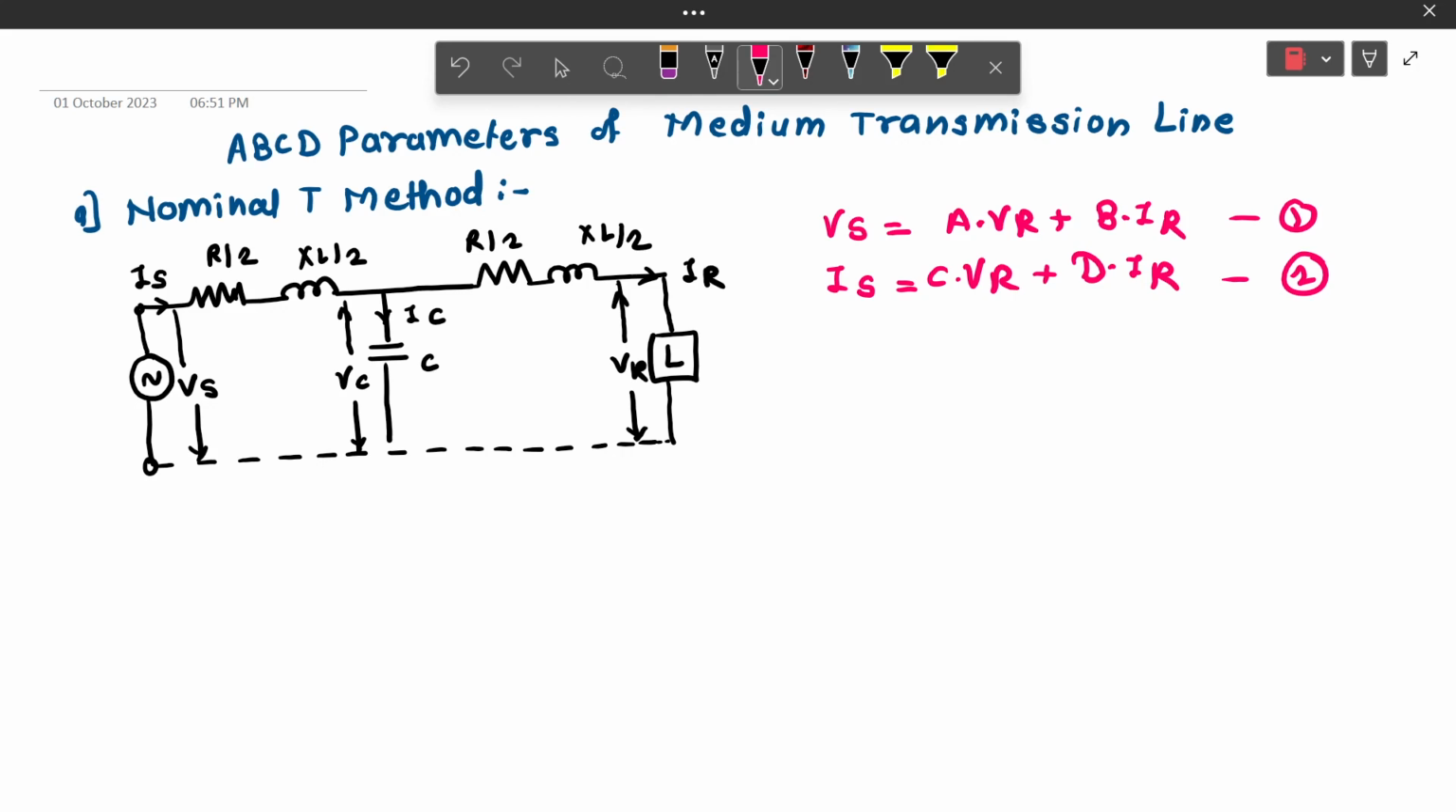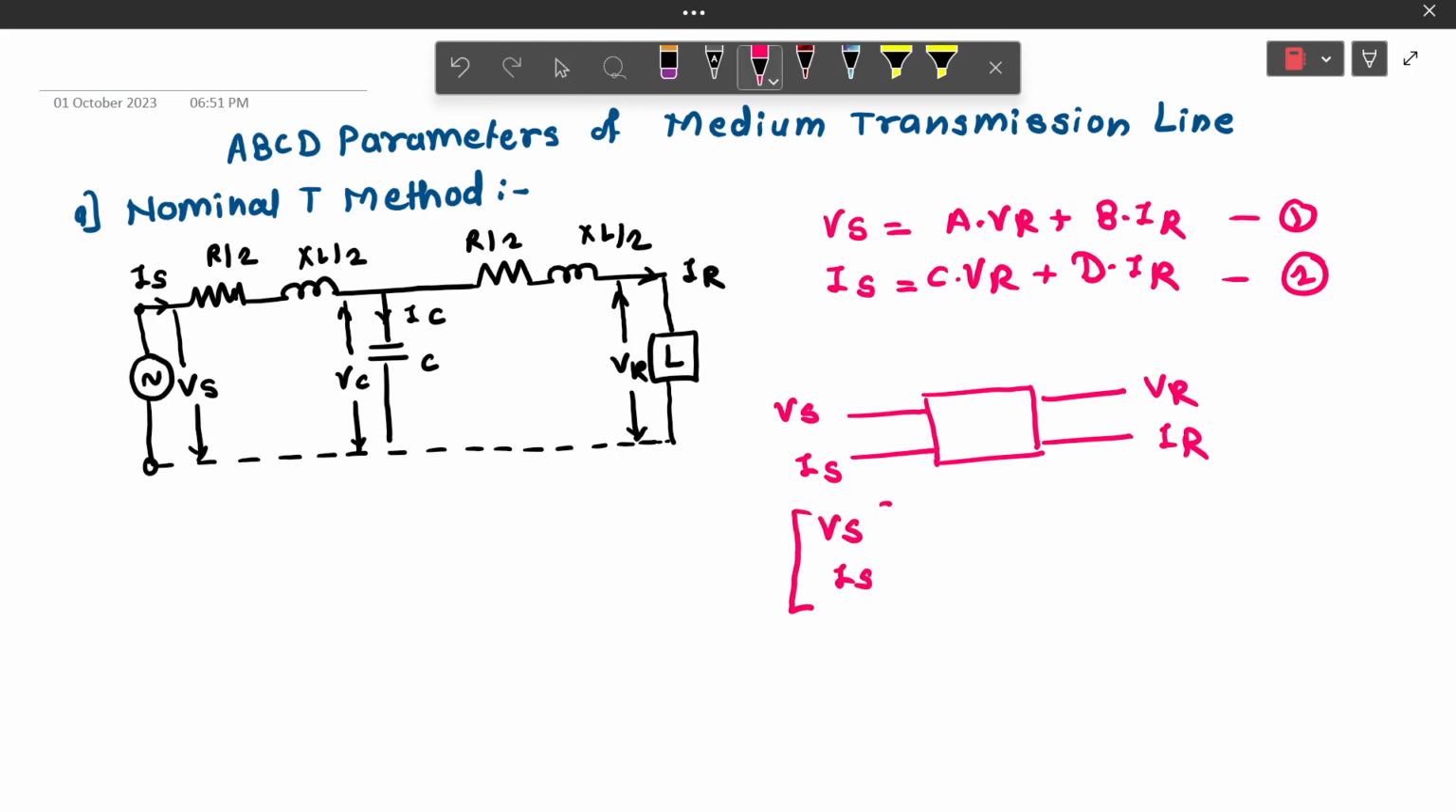As we are considering this transmission line as a two-port network, this equation 1 and 2 written like, suppose this is the transmission line with the inputs Vs and Is, and we are getting voltage Vr and Ir as output. And if we apply the ABCD parameters to this transmission line, we get it in the form of Vs Is is equal to constant matrix into Vr and Ir. And these constants are represented with these generalized constants as A, B, C, D matrix.